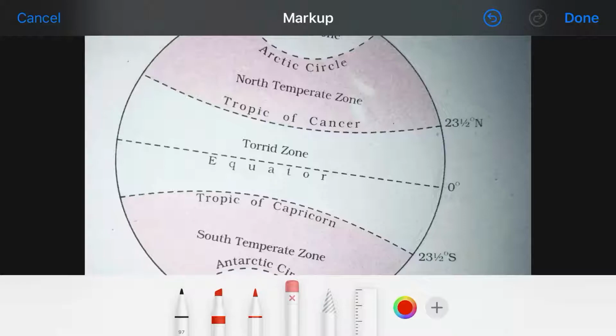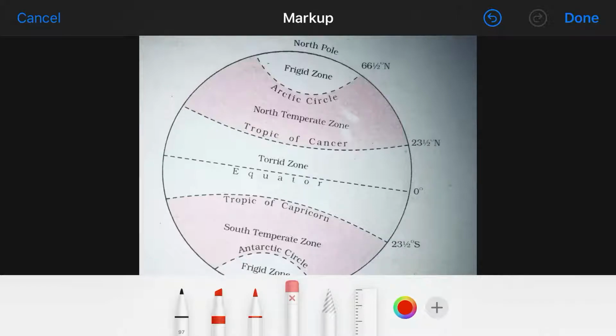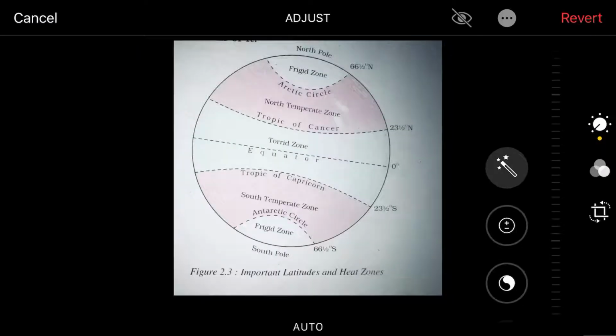And the frigid zone is always icy. In the Arctic Circle and the Antarctic Circle, no people are living. The places are covered by ice all over the year. That's why these two poles, the North Pole and South Pole, are called the frigid zone. These two poles are the Arctic Circle and Antarctic Circle. So I hope you understand up to that much.